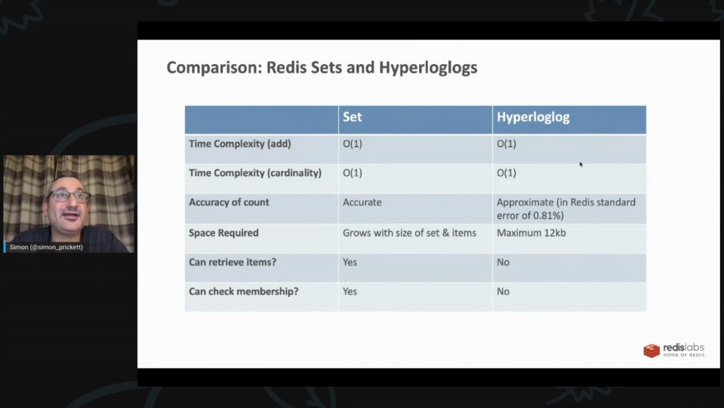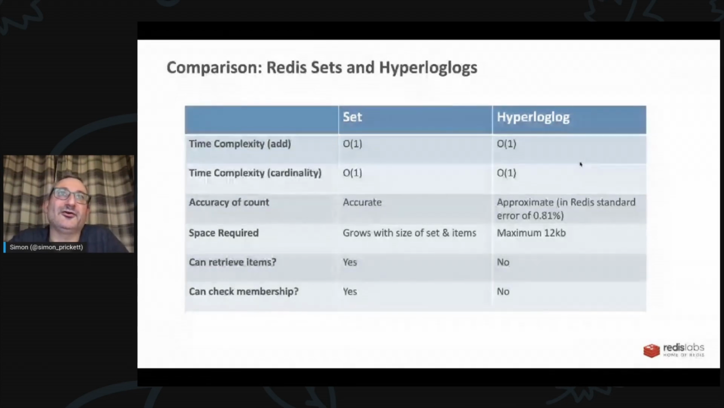Sets are also really, really accurate. So if we store 500,000 unique things in a set and we ask it, how many unique things have you seen? What's your cardinality? It'd say 500,000. So it's going to be right. And that's important because if we're counting something like votes, or something that we really, really care about the accuracy of, we want that.